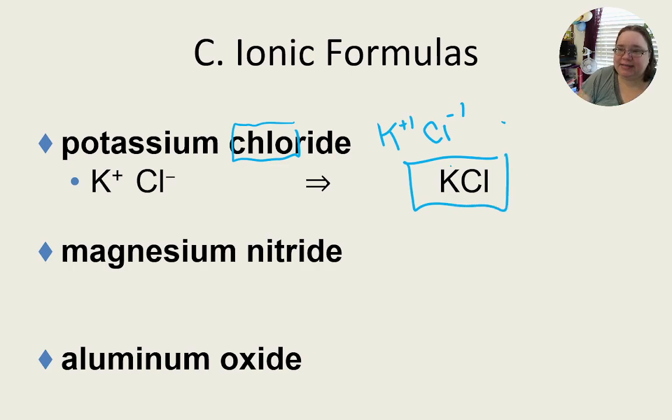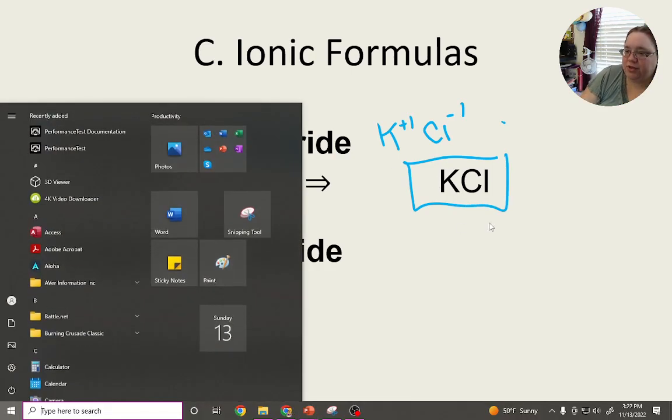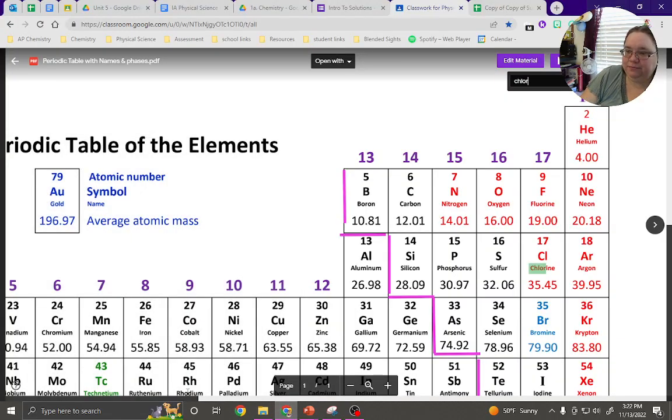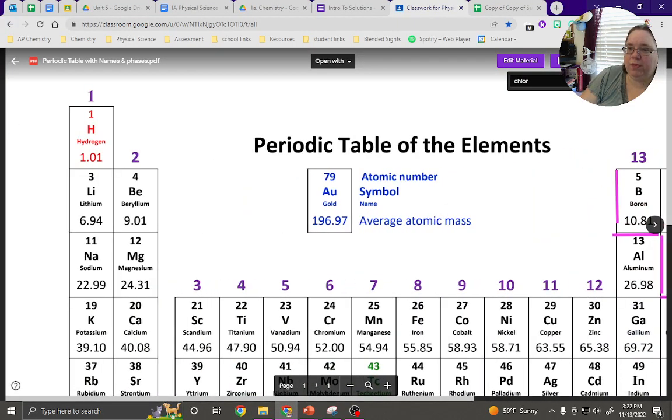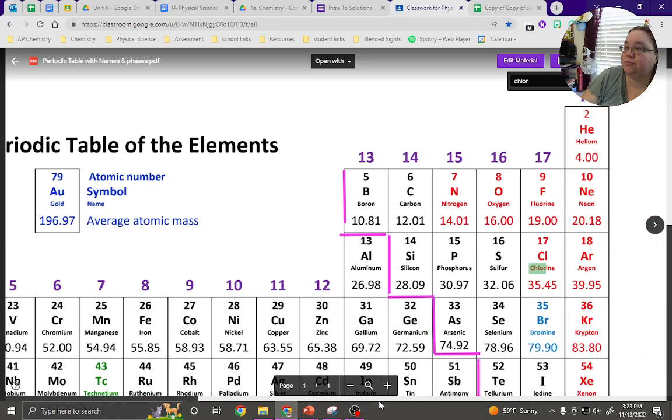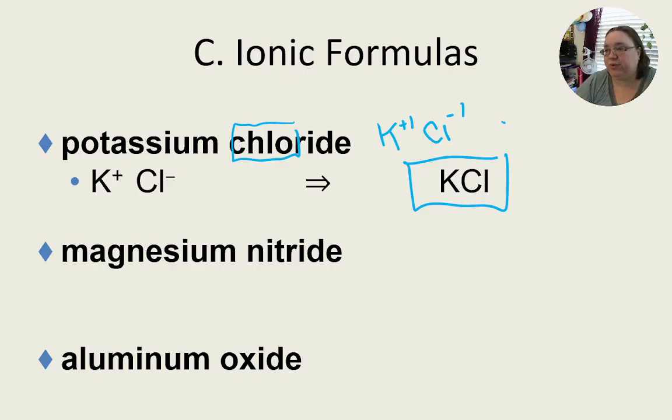Alrighty. Magnesium nitride. So magnesium, if we look at our periodic table, is in group 2, so it forms a +2 charge. Nitride, again, I'm not going to find nitride, but I will find nit. Type in nit, and I see that it highlights nitrogen. Nitrogen is in group 15. Group 15 forms a -3 charge.